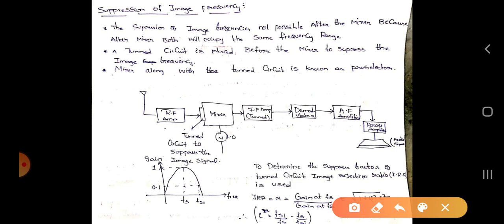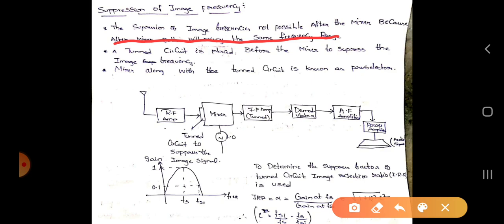The suppression of image frequency is not possible after the mixer, because after the mixer both will occupy the same frequency range. Actually the suppression will be done before the mixer, because the tuning frequency, that is the original frequency that you want, will come along with the image frequency. At the mixer both will down convert into the intermediate frequency. So both will come into the same frequency range, that is the intermediate frequency. It may be 455 or 500 kilohertz. It depends upon our application.